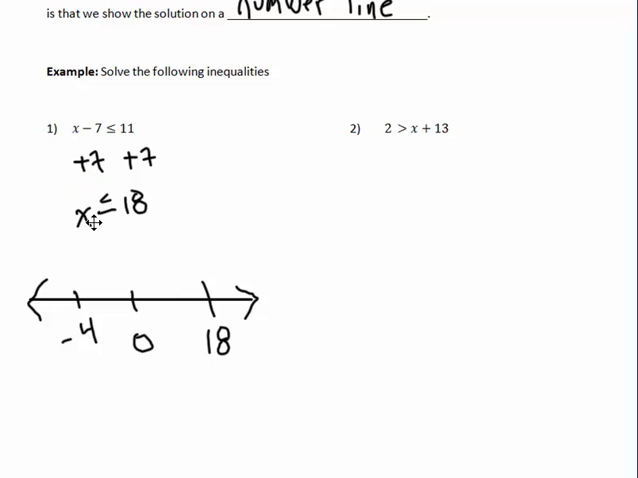Now here, let's read this out loud. X is less than or equal to 18. And so, again, with the less than or equal to, those are going to be the closed circles. So here's my circle, and I'll close it in. And then I want to shade everything to the left because x is less than. So here we're shading to the left. And that's my solution.